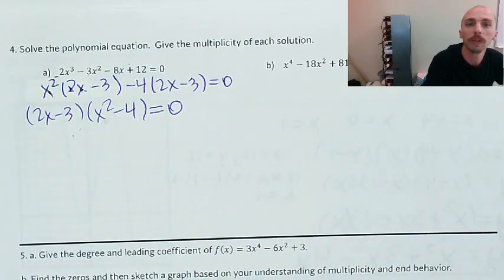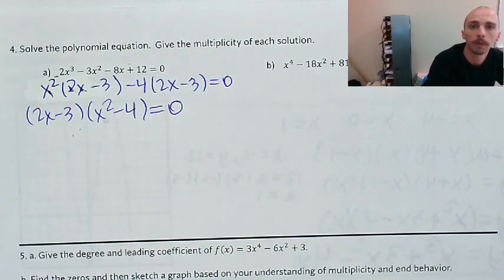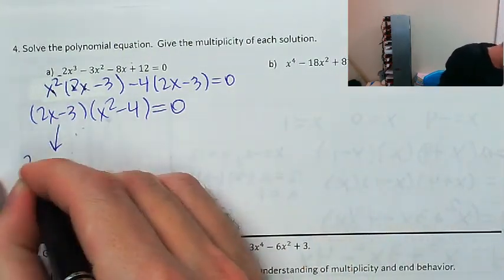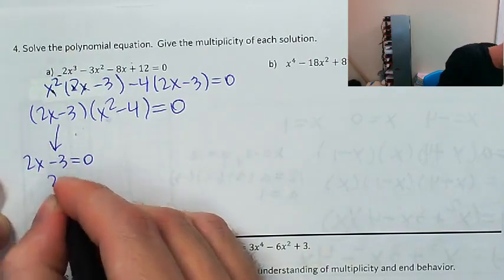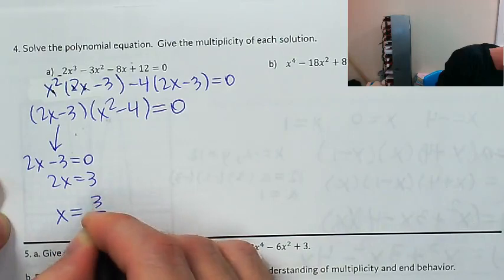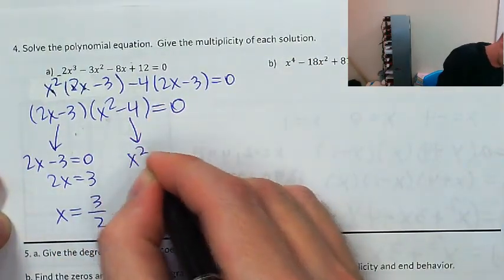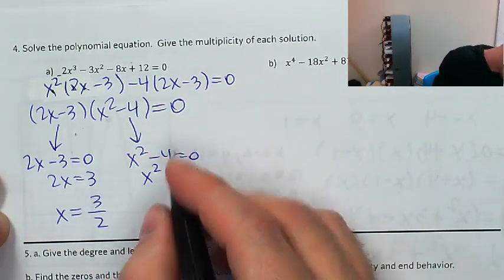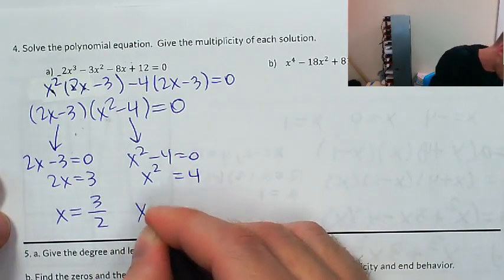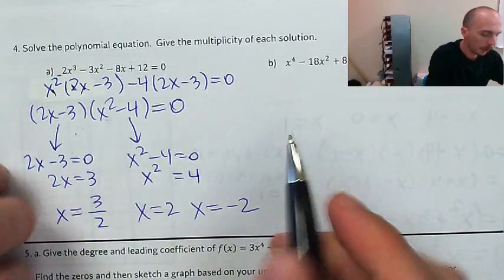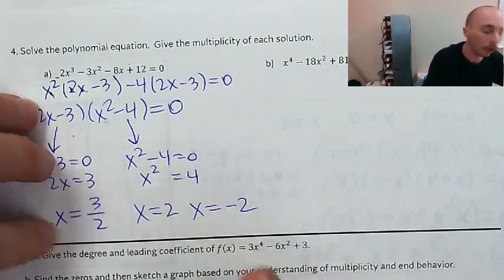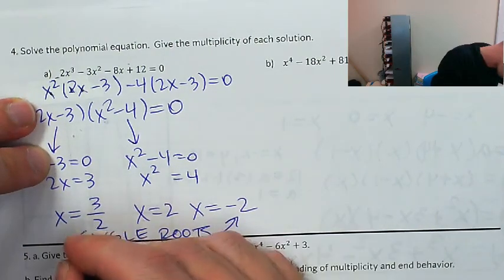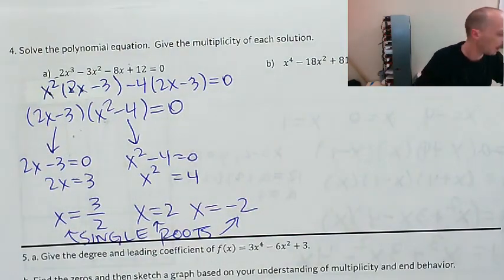And if I'm just going for the solutions, then I'm going to get the factors down to where I can solve. You could factor this more, but I'm just going to say, okay, 2x minus 3 equals 0. I can solve that. Or x squared minus 4 equals 0. I can solve that also directly. So x would be plus or minus the square root of 4, so x equals 2, x equals negative 2. I am just going to say, okay, multiplicity, these are all single roots.